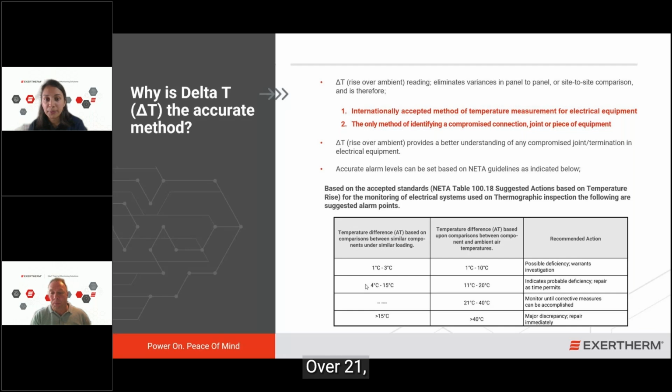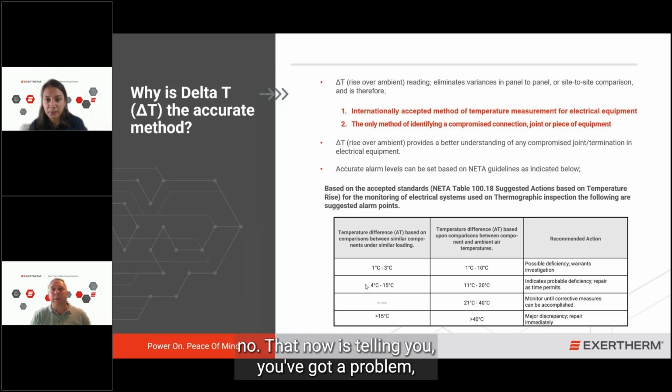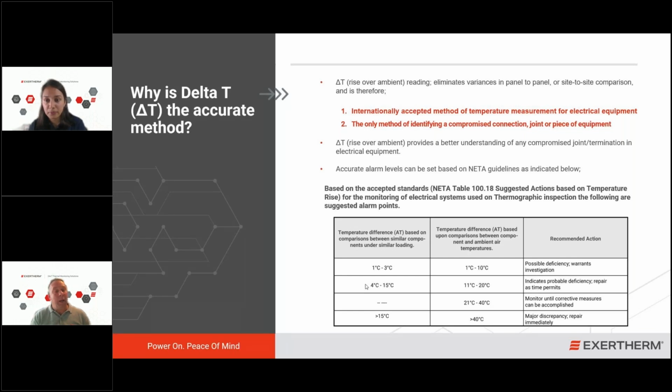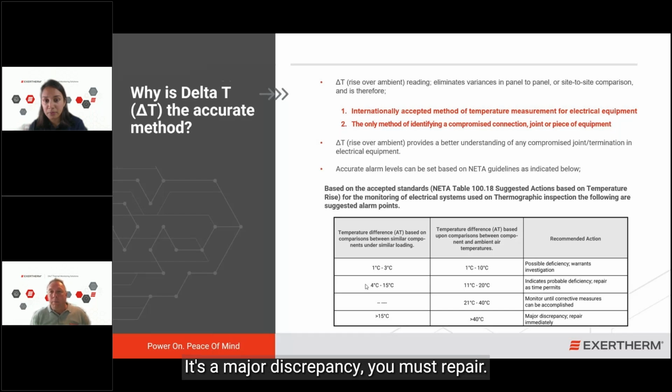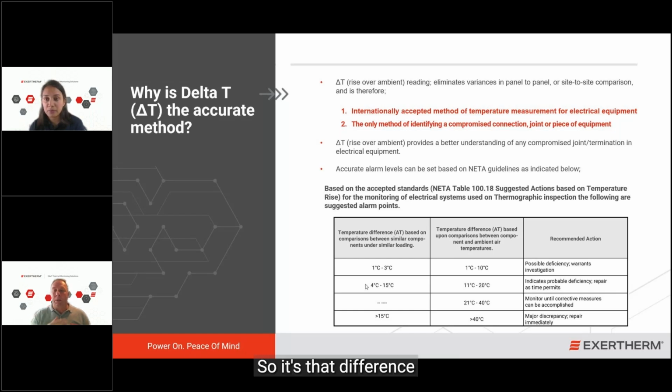Over 21, no. That now is telling you you've got a problem, especially if you're at a low load. Over 40, no. They're saying it's a major discrepancy. You must repair. And these are all delta T's. So it's that difference to the local ambient.